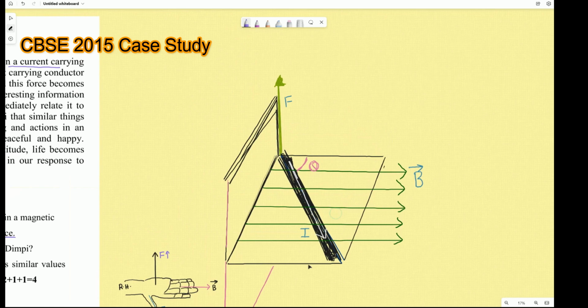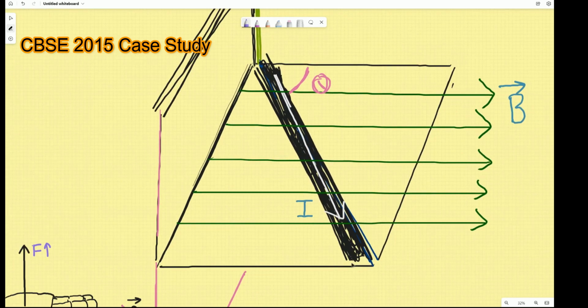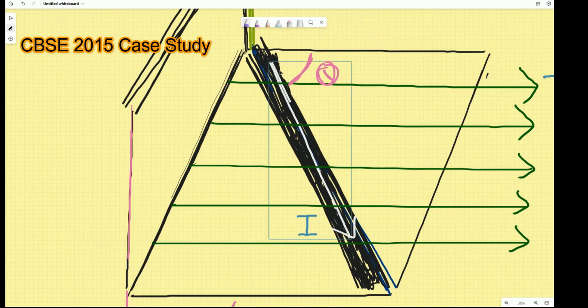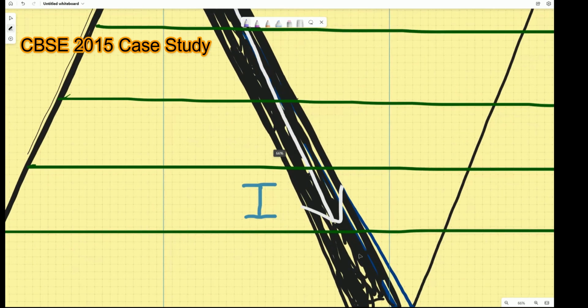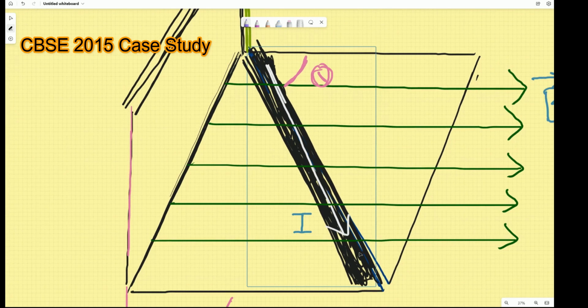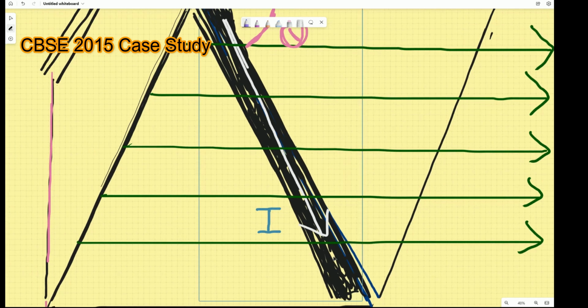So if you look into this diagram, this black color wire which you see is the current carrying conductor, right? And if you see the white arrow, I'm sure you can see it, this white arrow is the current in the conductor. So the current carrying conductor has a current. The black is the wire and the white arrow is the current.